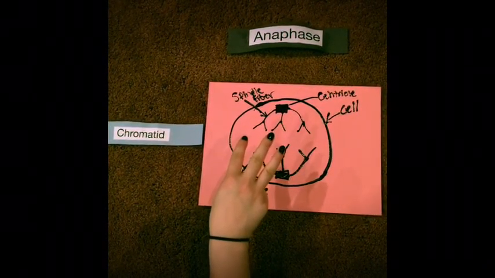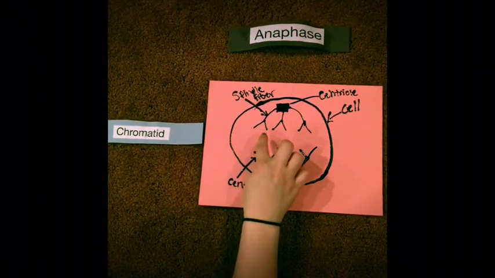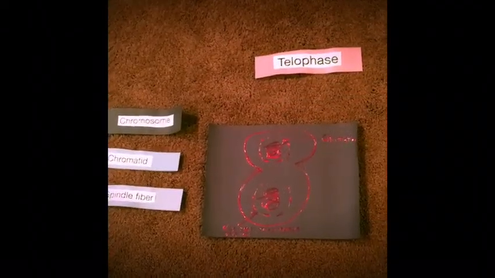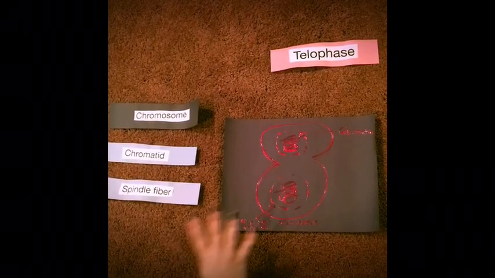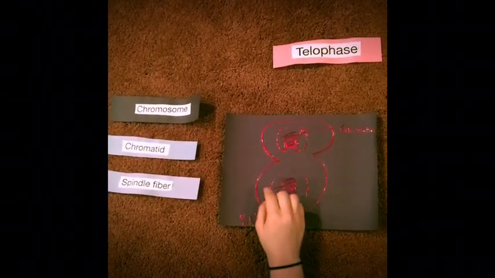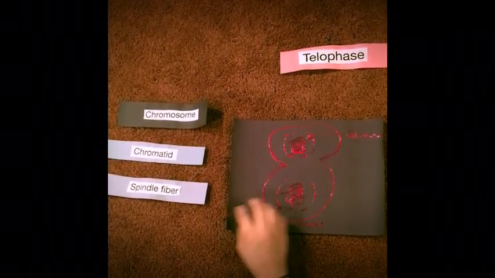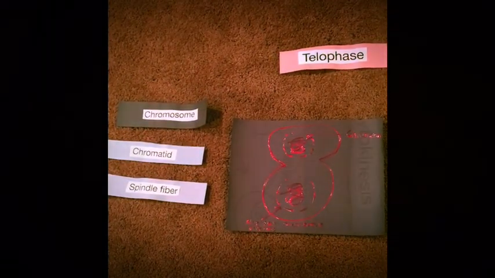Anaphase is the third phase. The sister chromatids separate and move to opposite sides of the cell. Telophase, phase 4. The spindle fibers disappear, chromosomes return to chromatin, and the nuclear membrane reforms.